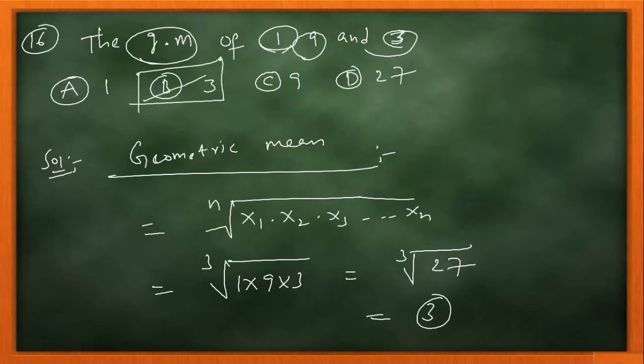16th one, option B is correct. The answer is 3. The 16th one, geometric mean, is completed. Next, question number 17, related to the correlation concept. Just write it down.